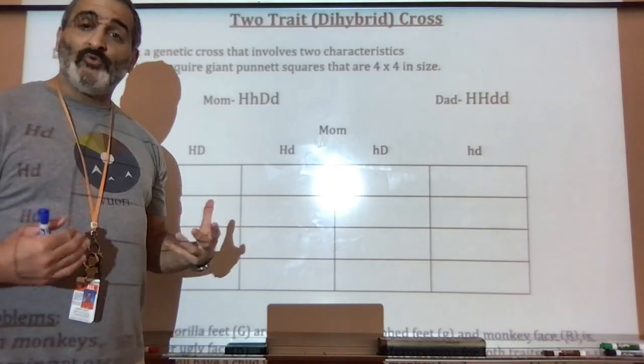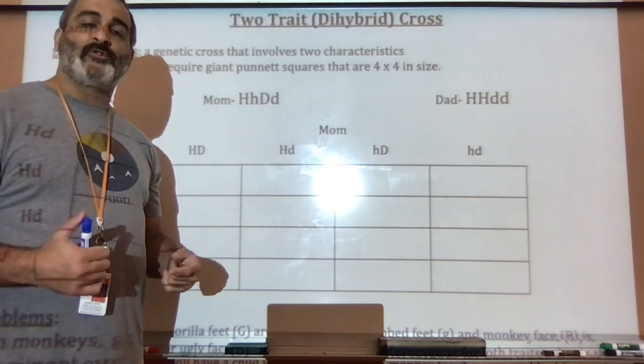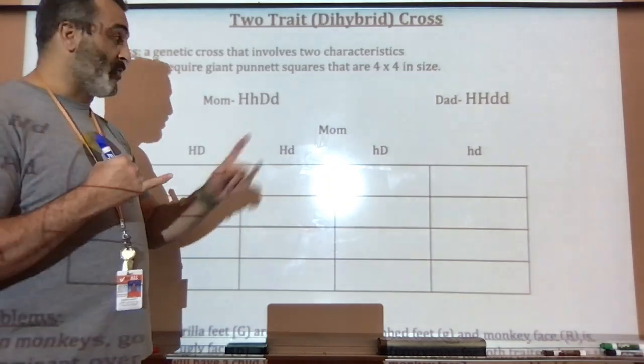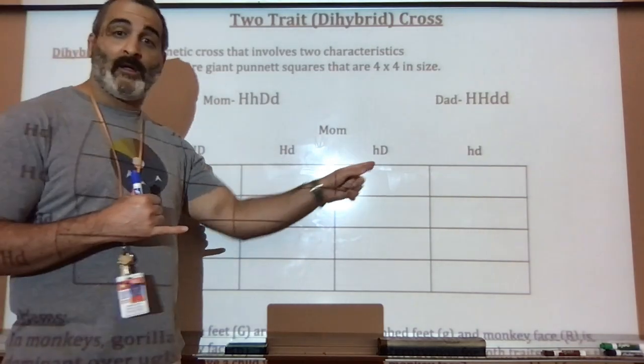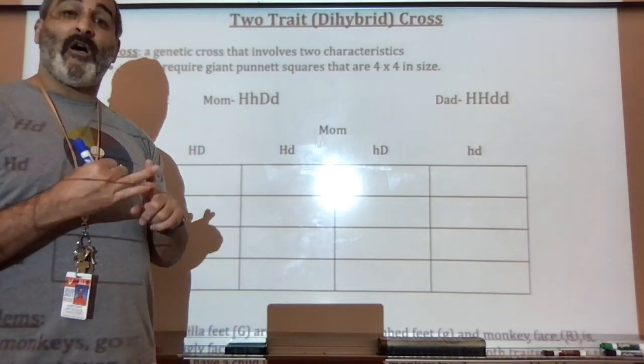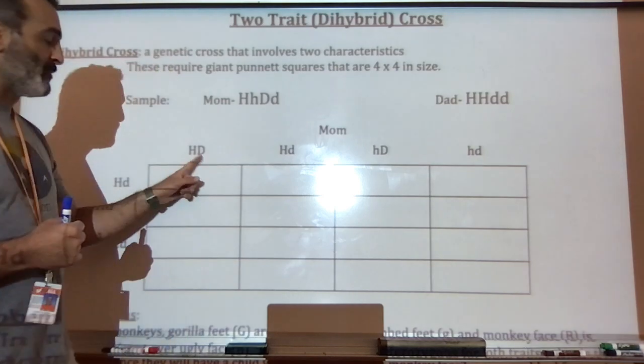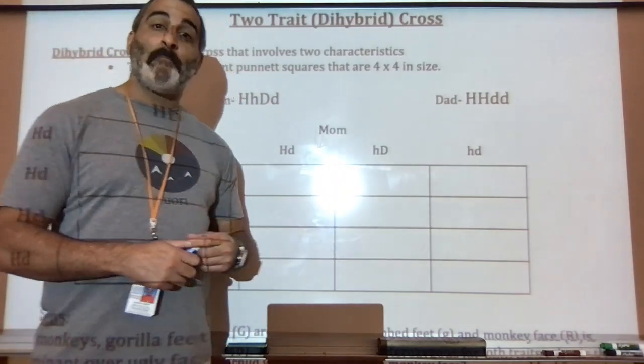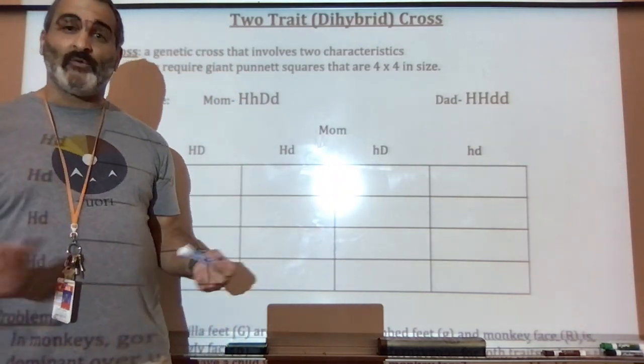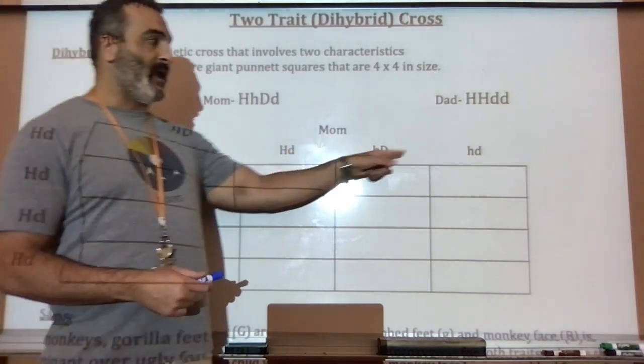So when you do two-trait crosses, you are doing the law of segregation because you're only going to give your kid half of your DNA, okay? And you're doing what's called the law of independent assortment. You are showing me all the possibilities that you could pass your child. So let me show you where these letters came from, all right?